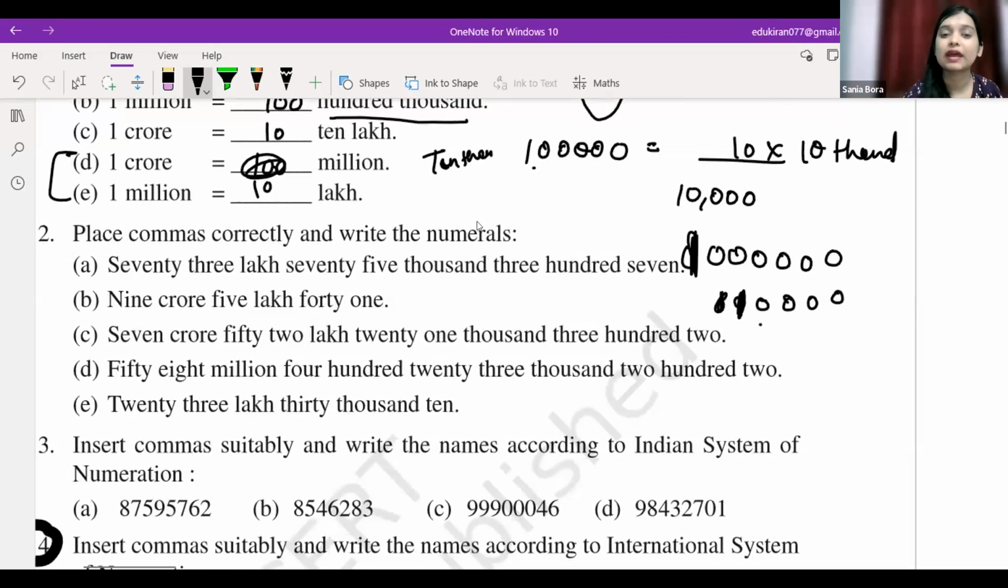Place commas correctly and write the numerals. So you have to write the numerals here. Clear? Yes. Quickly do all the parts A, B, C, D, E, and then we'll discuss the answers.